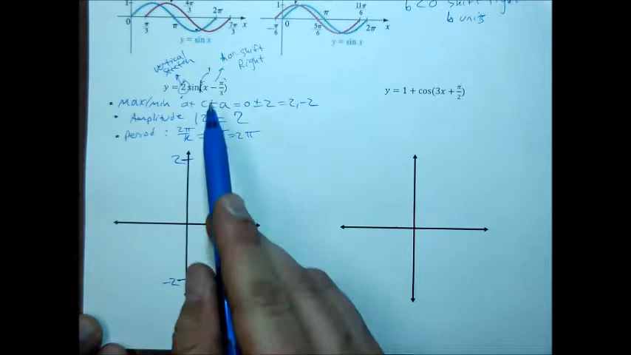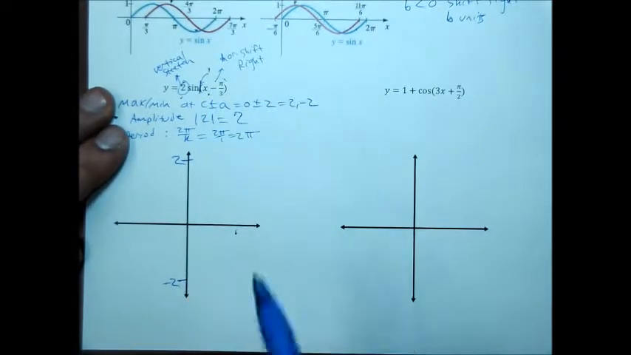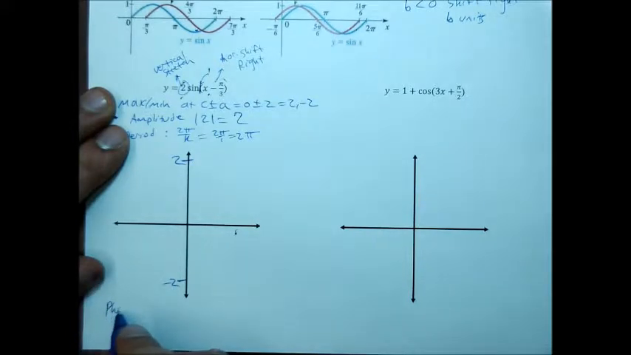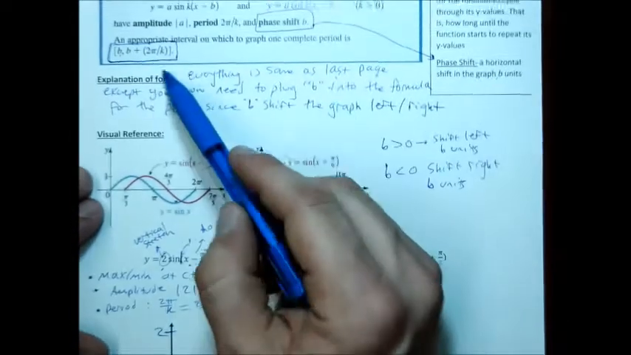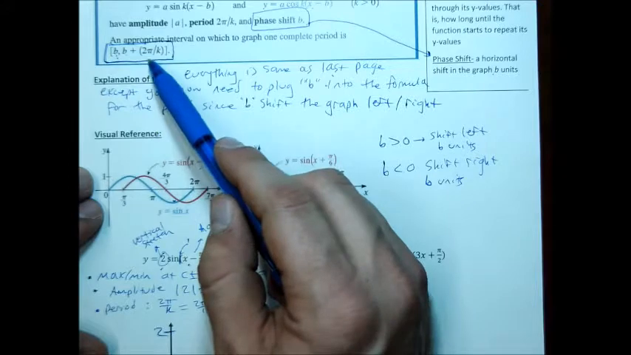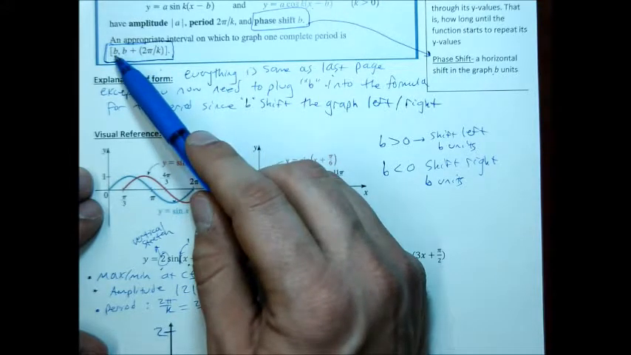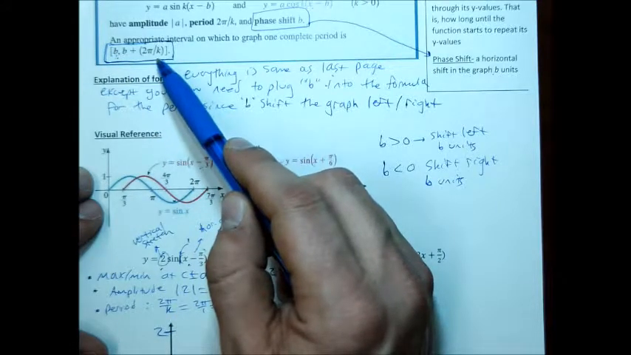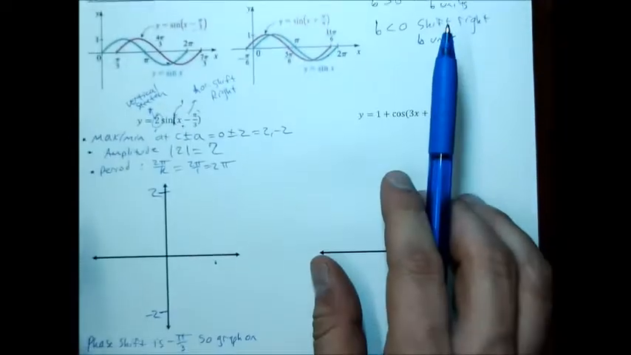So we have a phase shift. We have an x minus pi over 3 being plugged in. So this is shifting the graph to the right pi over 3. So we have a phase shift of pi over 3, to the right. So what we want to do is graph on the interval, like it says up here, b to b plus 2 pi over k. I know that's very strange, but the b accounts for the shifts left or right, and then the 2 pi over k accounts for the horizontal stretching or shrinking. So we're combining both of those things together.